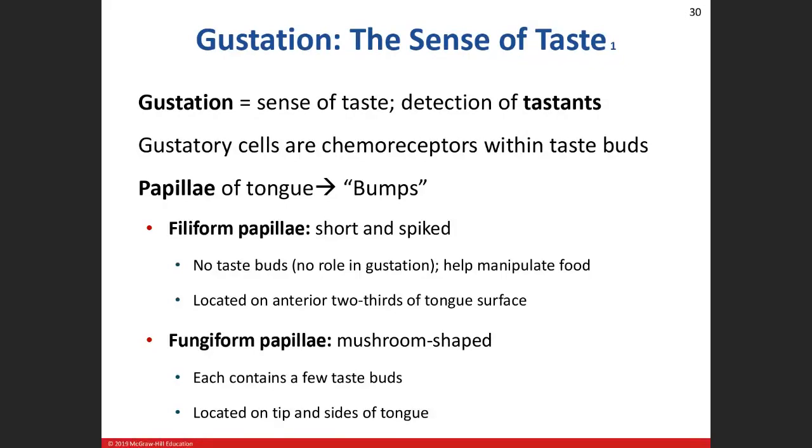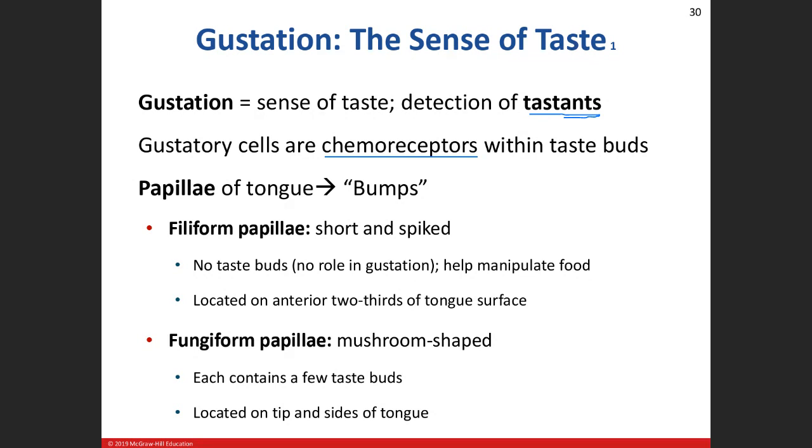Okay, so taste and smell are very similar in the fact that they're both going to utilize chemoreceptors. When we were talking about olfaction, we described the molecules as volatile molecules that are interactive, and we call those odorants. Here, we're going to call those molecules tastants. You do want to know that the gustatory cells are chemoreceptors. Those are exterior receptors. They're going to be taking things in from the exterior environment and interacting with them.